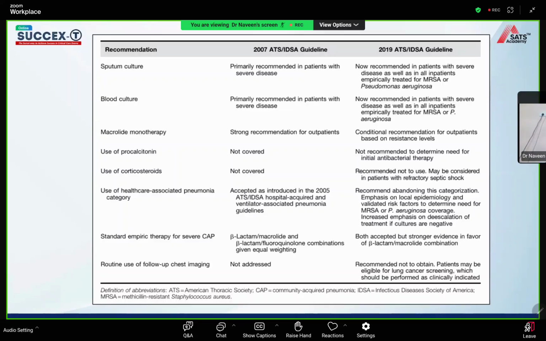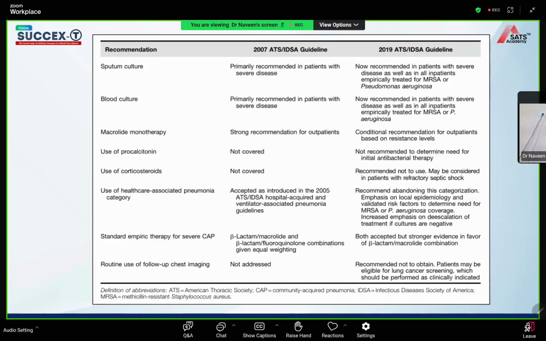And the main thing which I want to stress is sending the sputum as well as blood culture, which I already discussed. If MRSA and Pseudomonas suspicion is high, you have to send it for sure. And when to use macrolide monotherapy: it should be used only in outpatients, without any comorbidities, when the local epidemiological resistance is less than 20%.